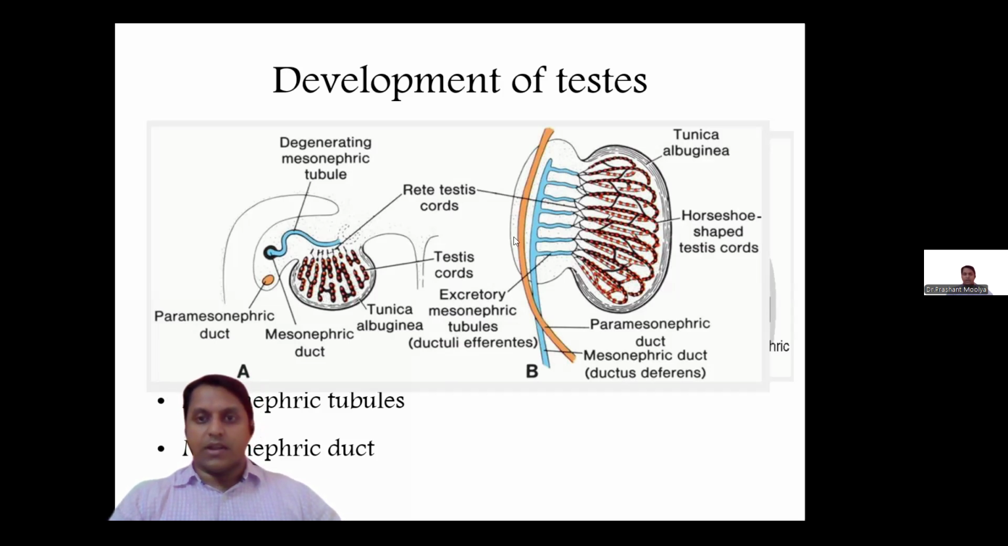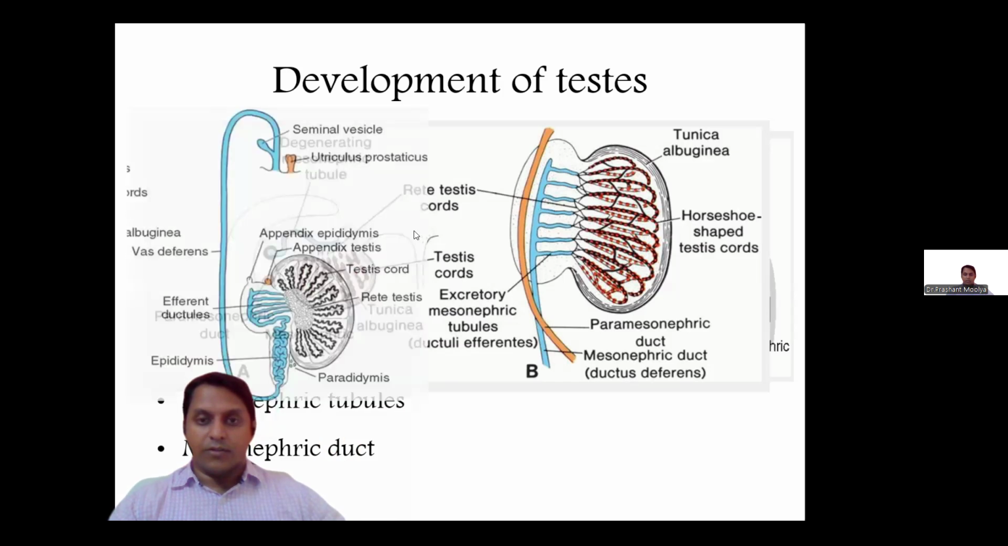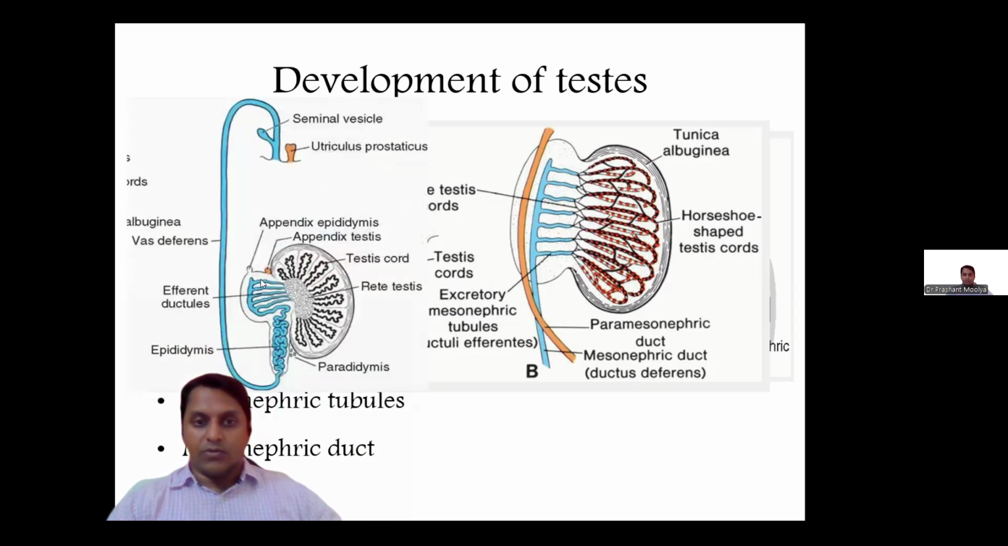Simultaneously, some changes are happening in the mesonephric ducts and the tubules which are there in the vicinity. So the mesonephric tubules which are there in the vicinity here, you can see this tubule will later form the efferent ductules. Here you can see.